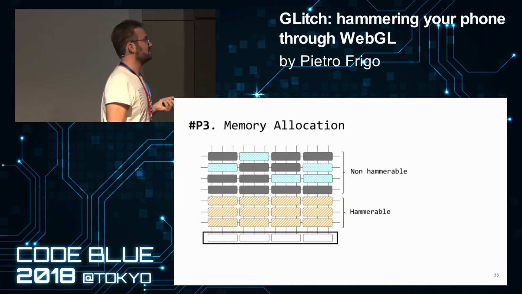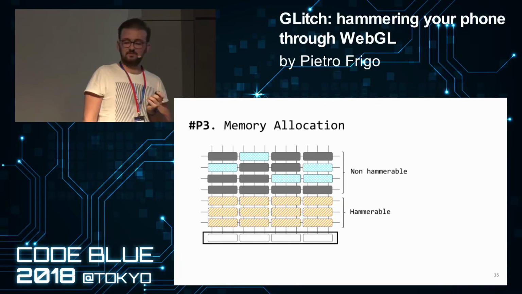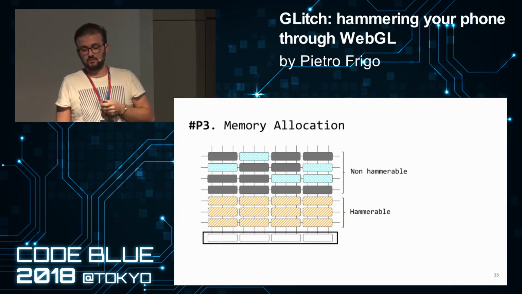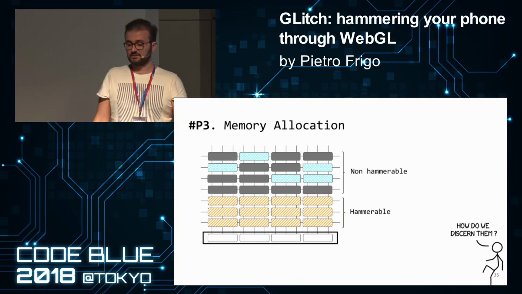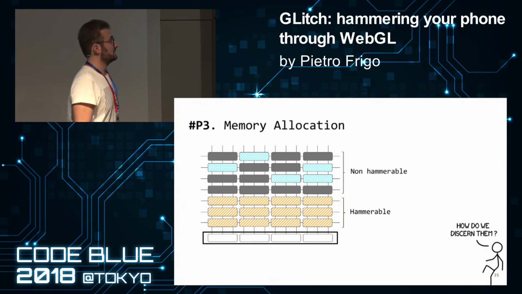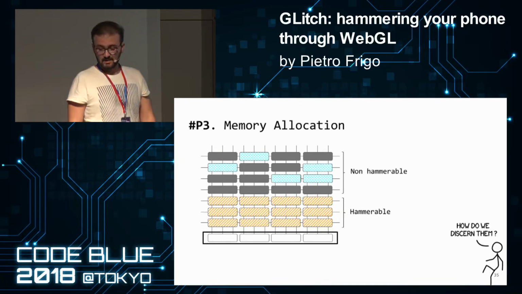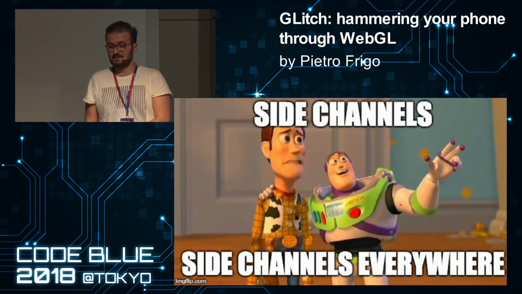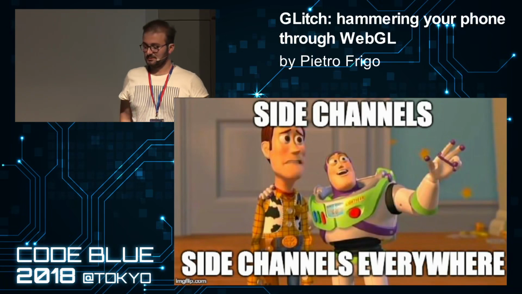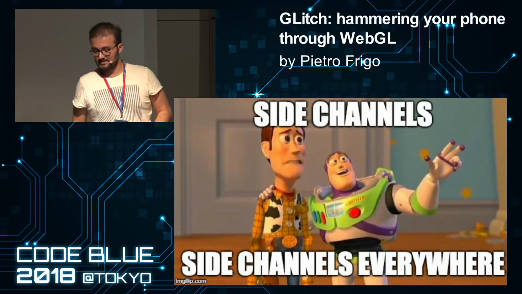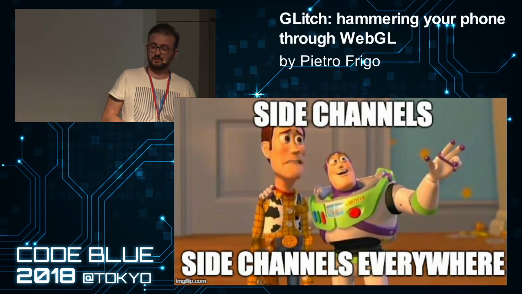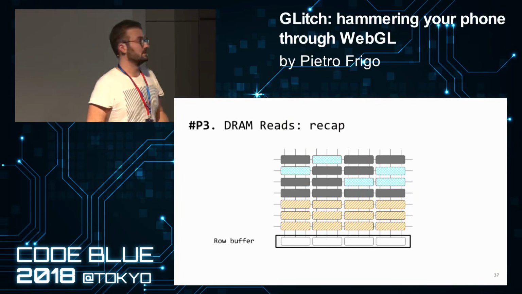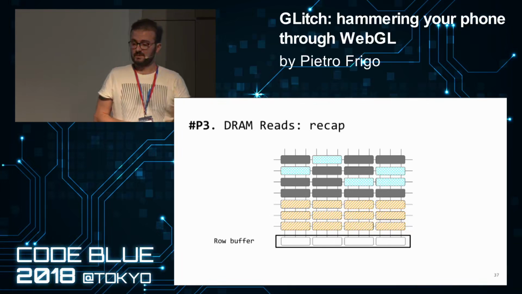Now you have a part which is hammerable and a part which is not hammerable. So we need to figure out how to distinguish them. So that's the main problem now. And the answer is we can use side channels. And at the WUSEC, we're actually quite good at that. We really like them. So it was the first thing that came to our mind to try to use. And the side channel here is on how DRAM works.